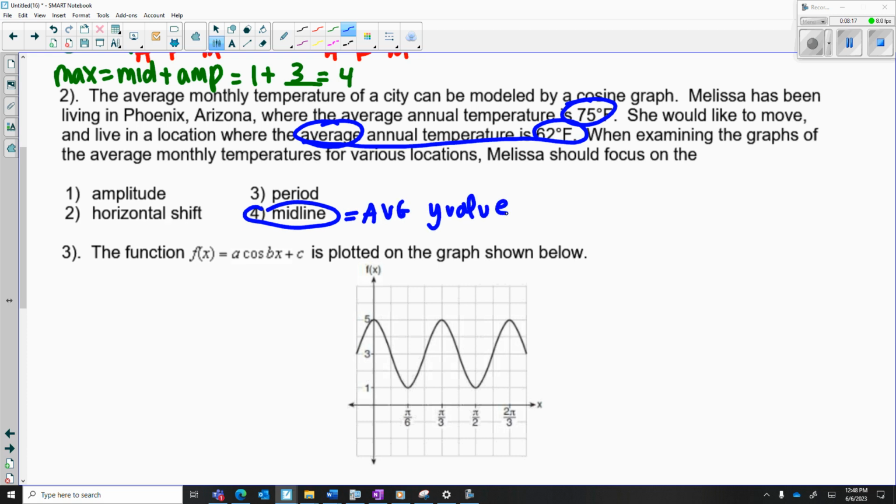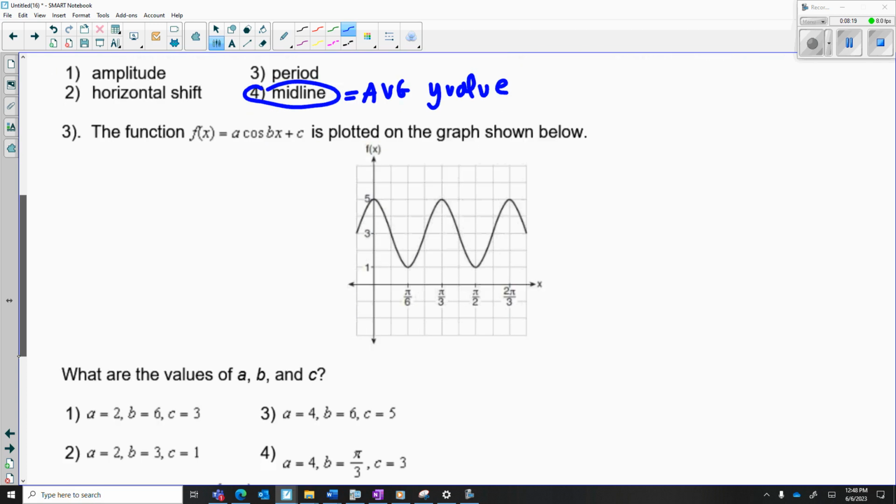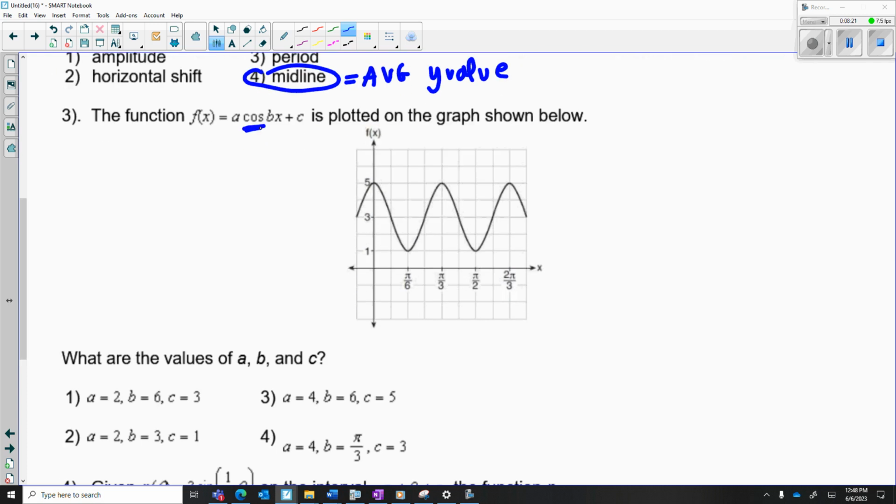Number 3. We have a curve. It says it's a cosine curve, so we know it's cosine. It starts at the maximum, so indeed it is a cosine curve. It says, what are the values of A, B, and C? So stop the video right now and see if you could figure out, first, what's the midline, then what's the amplitude, then what's the period, and then what's the frequency. I actually think about things in that order, so do that now, stop.